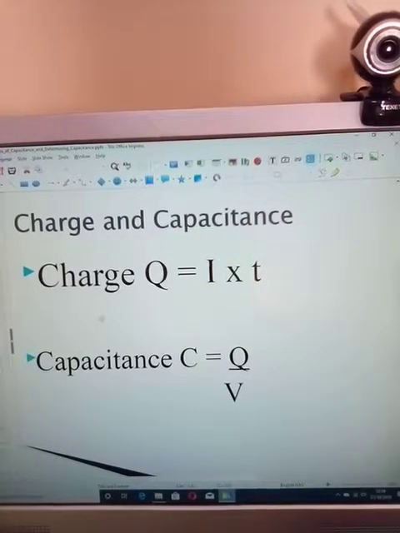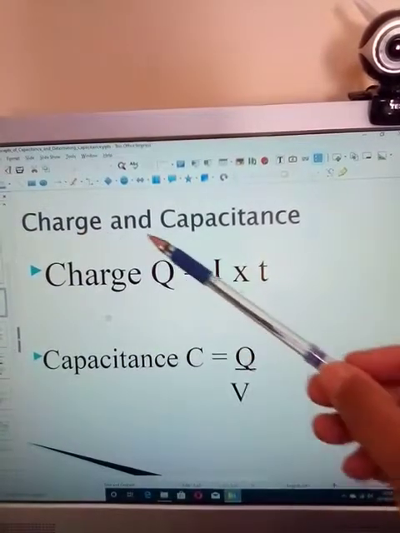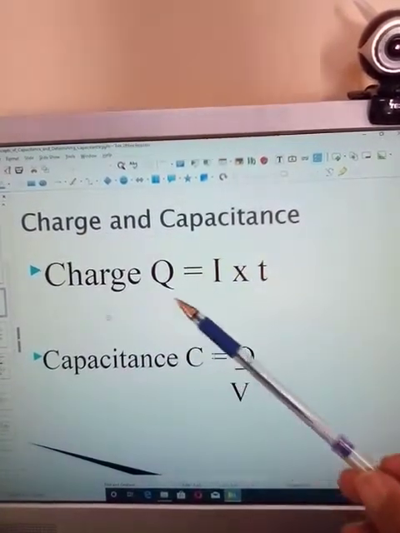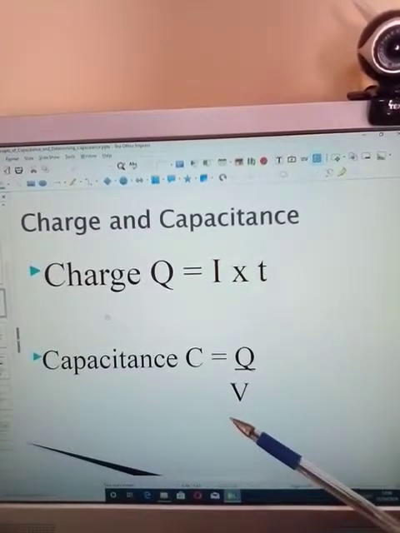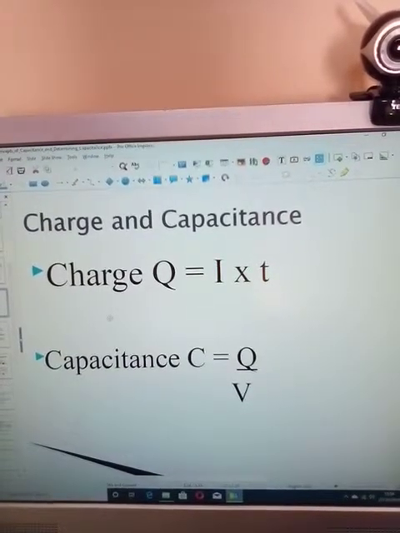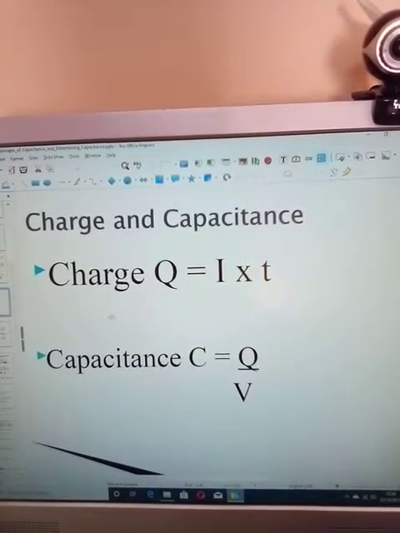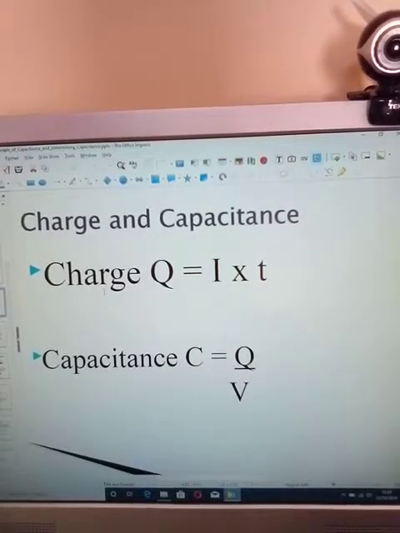Here we have the formulas for charge and capacitance. Charge is Q equals I times T. Capacitance is C equals Q over V. In due course, I probably will be doing some calculations on this, but bear with me. The main thing now is to provide you with the information and the formulas that you can begin to look at for yourselves. A bit of self-learning at home never harms anyone.